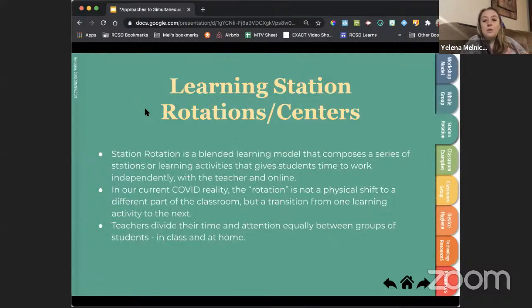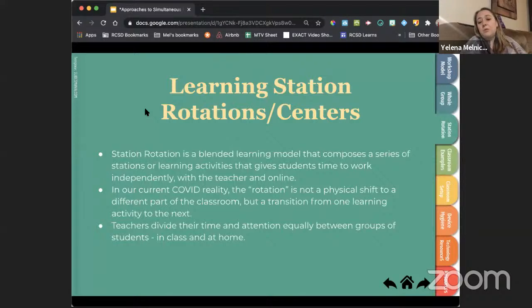So again, we're still doing things that we used to do, right? You might be using stations right now when you're doing remote teaching, and you might have used station rotations when you did face-to-face teaching in a traditional setting. So now you can definitely continue to do that in simultaneous instruction. Just noting a couple of differences.